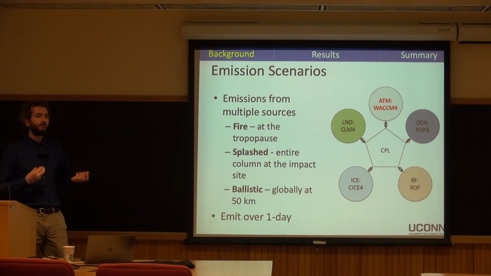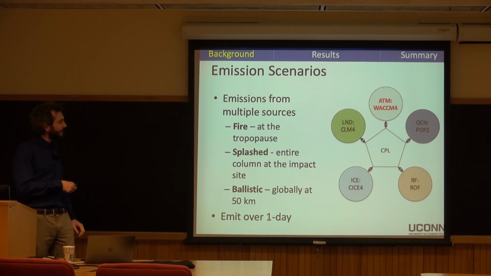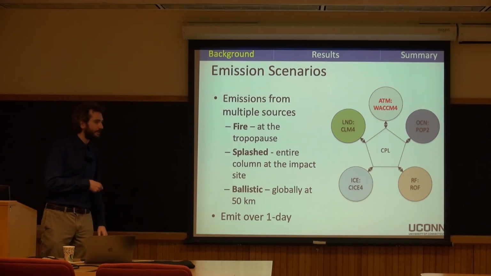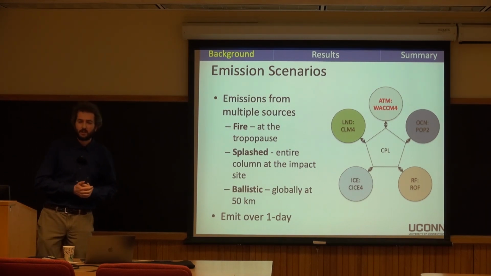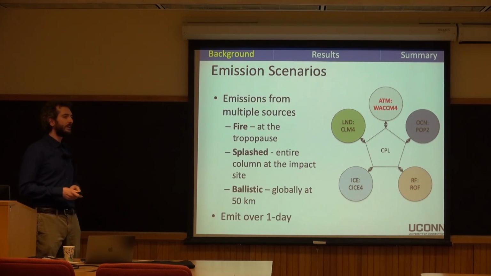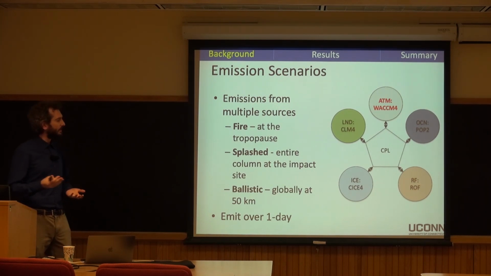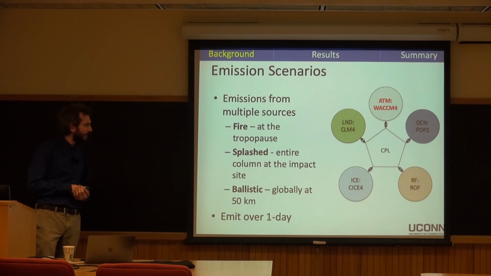So emissions can come from different sources. The majority of the soot in this case is coming from fires. So this is the black carbon being emitted from these potentially widespread fires associated with this thermal pulse. And we're emitting all fire emissions around the tropopause as a Gaussian distribution there.